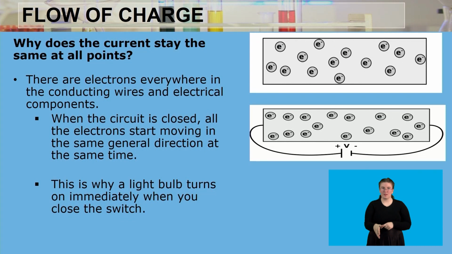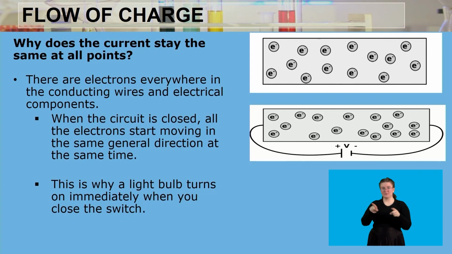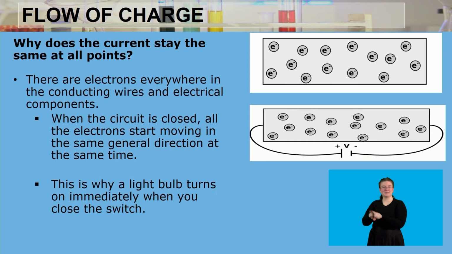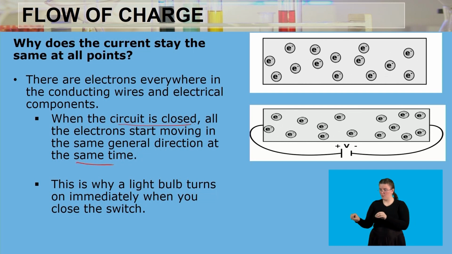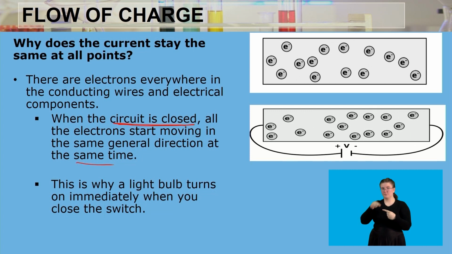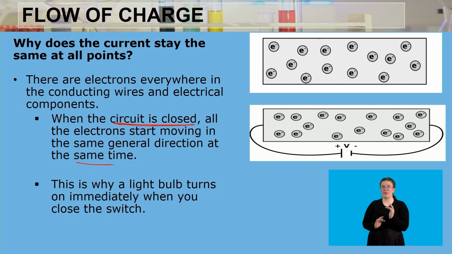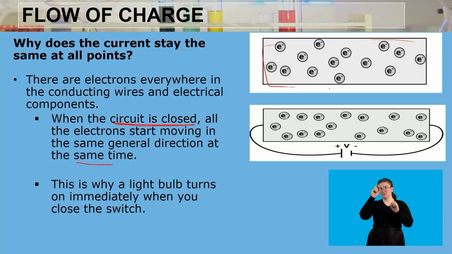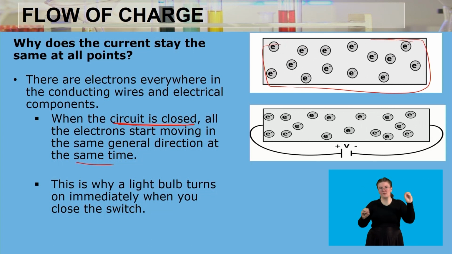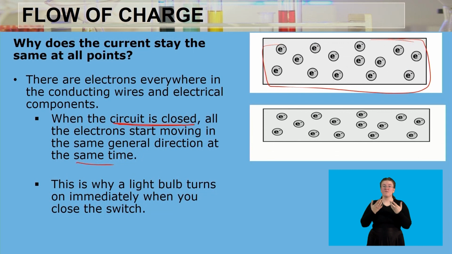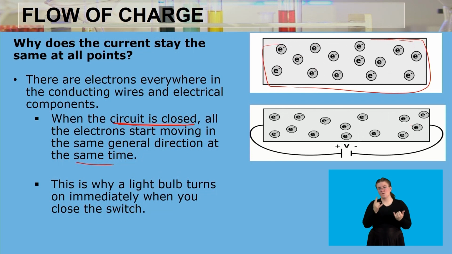So now, when the circuit is closed, all the electrons start moving in the same general direction at the same time. Remember, closing the circuit means connecting the wires in the circuit, and opening the circuit means disconnecting the wires. Once we disconnect the wires, there won't be any current flow. There won't be any movement of electrons in the same direction. They will just be moving around in that particular wire, as seen in the first picture here. But once we start connecting the cell or the battery, they will move in a certain direction towards the positive terminal.